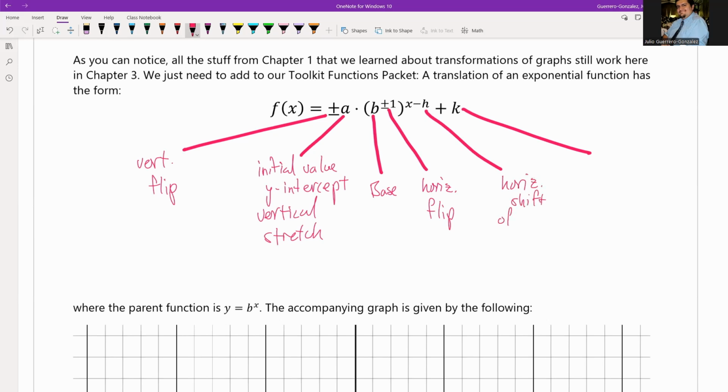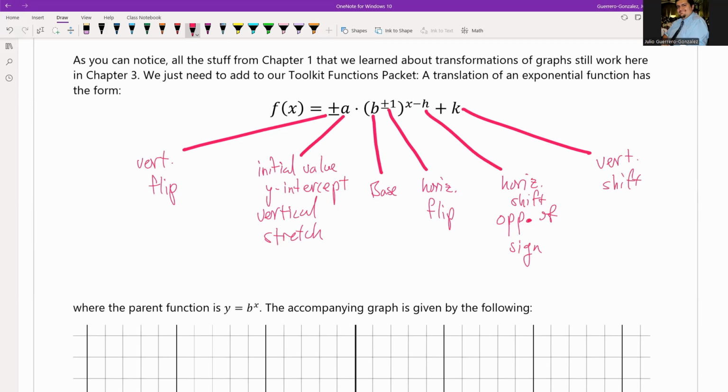Opposite of sine. Whoops, opposite, OPP. OPP of sine. Sine. Oh boy. Maybe I should go back to kindergarten. I can't even write straight. Okay, and then the last K would be your vertical shift.